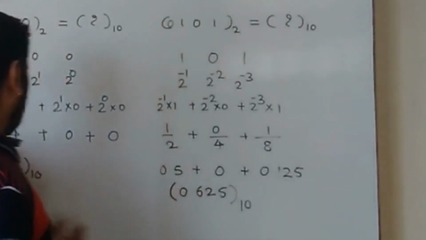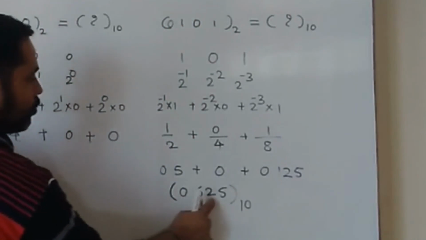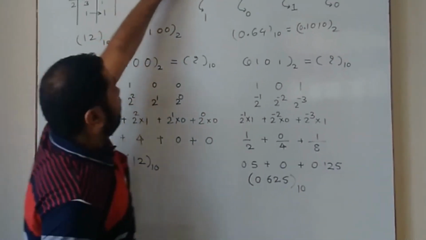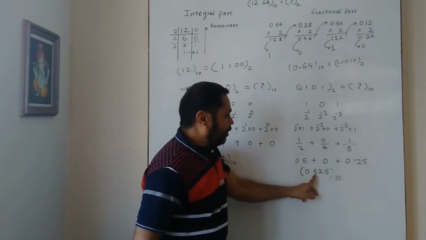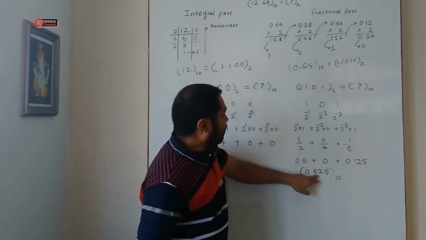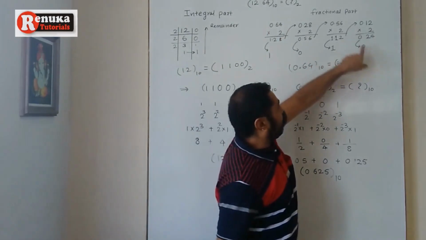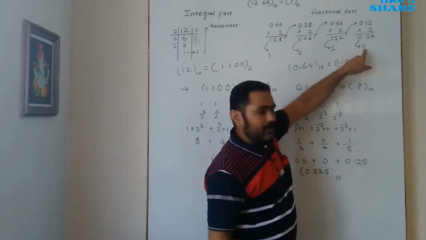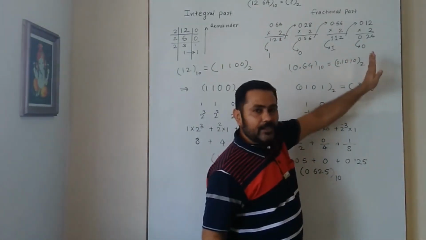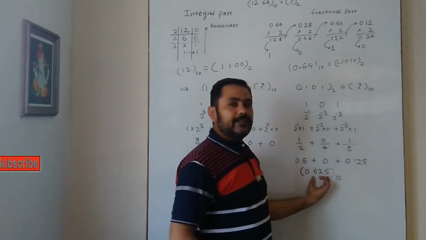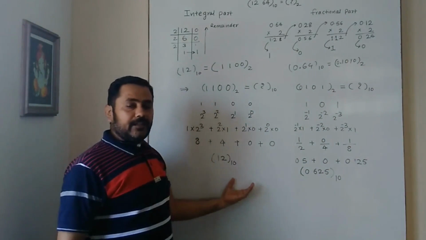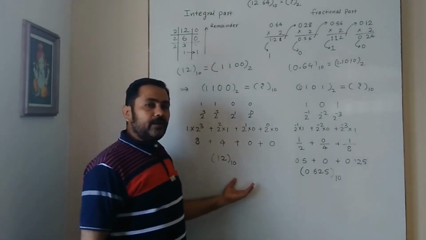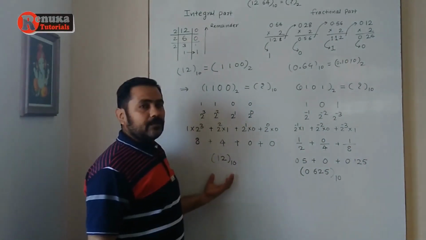So 1100.101 is found to be 12.625. Now in the earlier example you can see 0.64, but here we got 0.625. The result is approximate because we have not taken the last digit. If further calculation is done, we can get the exact result. So this is how we can convert decimal numbers into binary and binary numbers into decimals. Thank you.